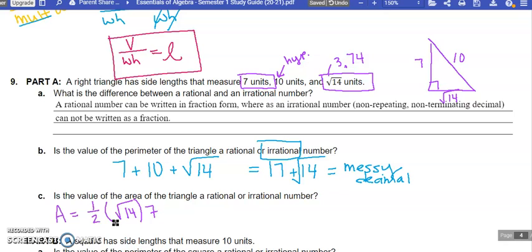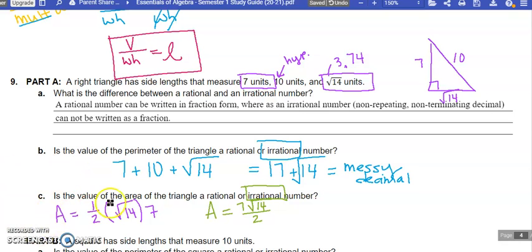And really all of this is going to do is we could divide this product by 2, but the square root of 14 divided by 2 isn't going to turn this into a rational number. It's not going to make it a non-messy decimal, so to speak. So to simplify this, we could say something like the area is 7 square roots of 14 over 2. But again, that's still going to be irrational.